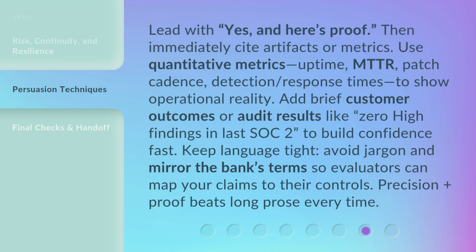Lead with, "Yes, and here's proof." Then immediately cite artifacts or metrics. Use quantitative metrics: uptime, MTTR, patch cadence, detection/response times to show operational reality. Add brief customer outcomes or audit results, like 0 high findings in the last SOC 2, to build confidence fast.